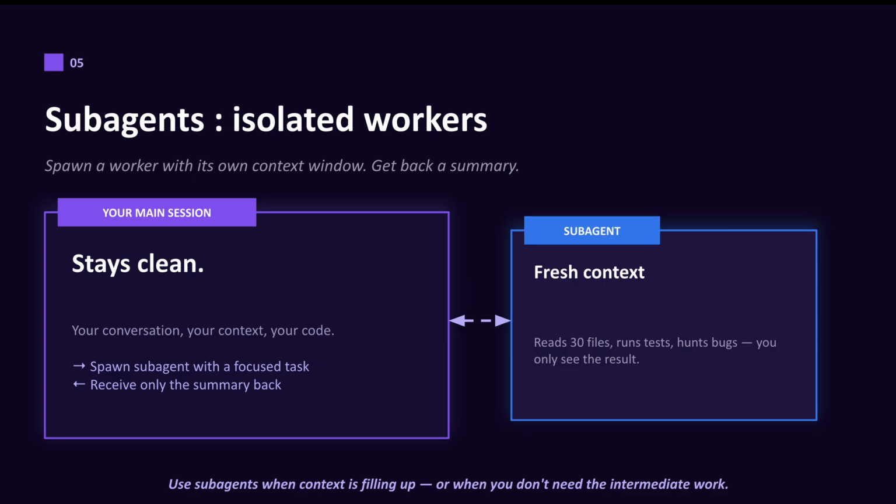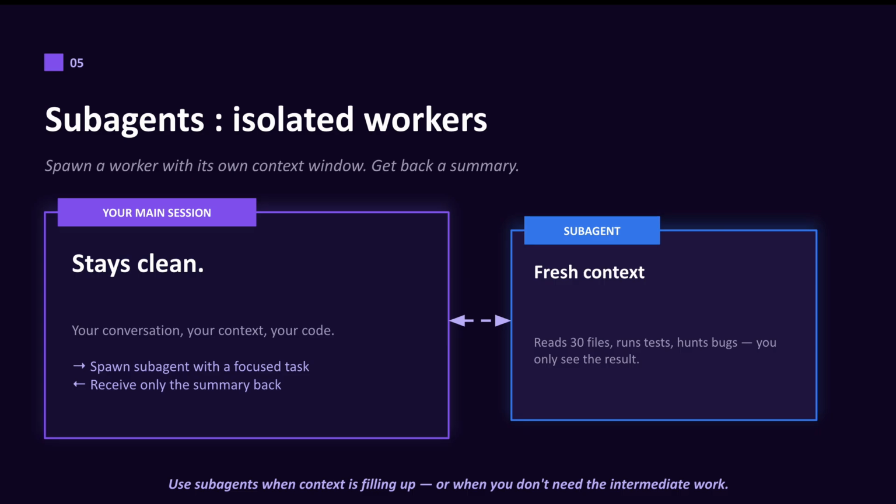Subagents fix that. You spin up a subagent with a focused task. It runs in its own separate context window, completely isolated. It does the work, then sends back only the summary you actually need. Your main session stays clean, your context stays focused, and the work still gets done. Use subagents when you don't need to see the intermediate work, only the result. It's the cleanest way to handle long sessions.